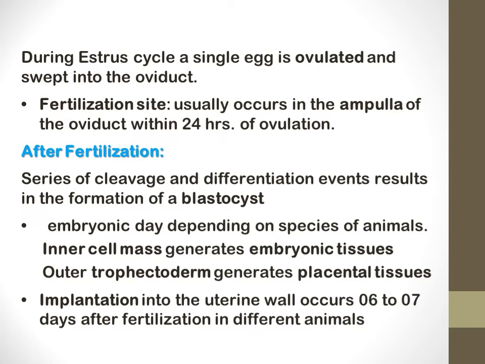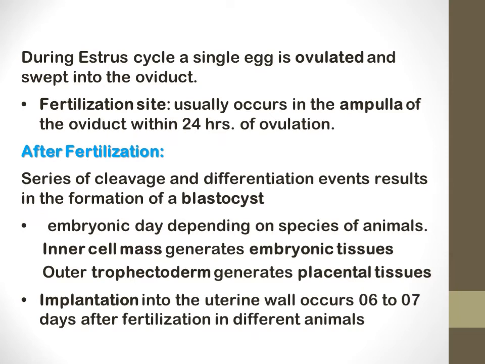So what happens after the fertilization is that a series of cleavage and differentiation events results in the formation of the blastocyst by the 4th to 5th day of the embryonic day, depending on the species of animals. I previously told you that there is variation in the data I gave you. In the buffalo the data may sometimes be different from the cow, or in the camel the data sometimes more different from the dairy cow. Same case in the horse also.